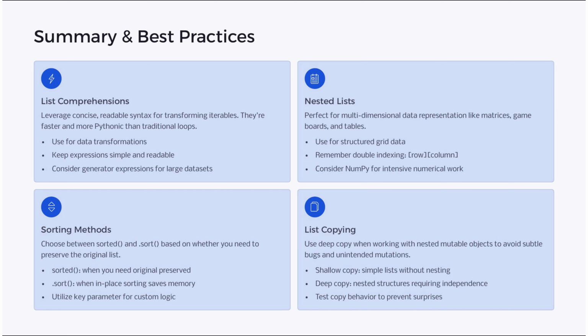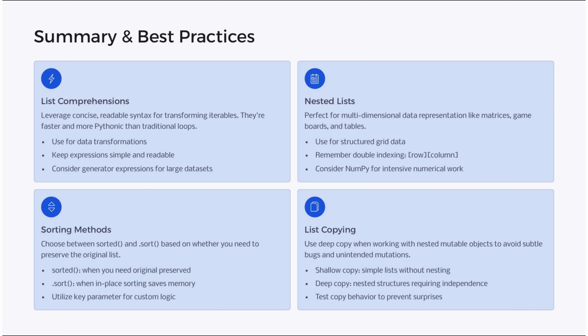List comprehensions offer a concise syntax for transforming iterables, ideal for data transformations. Keep expressions simple. For large datasets, consider generator expressions. Nested lists are perfect for multidimensional data like matrices. Use double indexing and consider NumPy for intensive tasks.